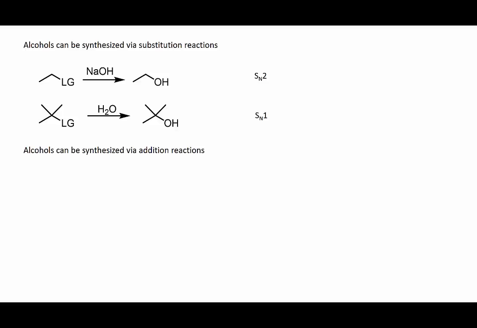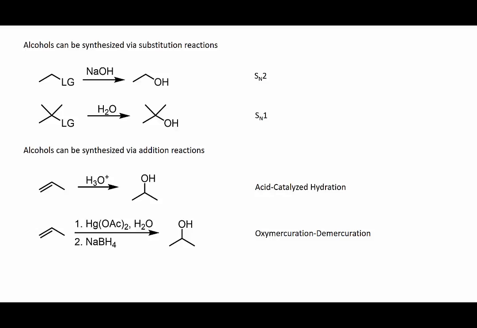Alcohols can also be synthesized via addition reactions. So if we have an alkene, we can use an acid-catalyzed hydration reaction to generate an alcohol. We could also perform an oxymercuration-demercuration reaction to generate an alcohol, or a hydroboration-oxidation reaction to generate an alcohol. Alcohols can also be synthesized via reduction reactions.